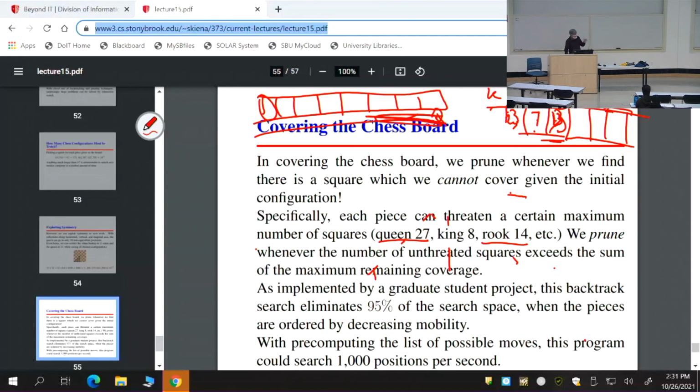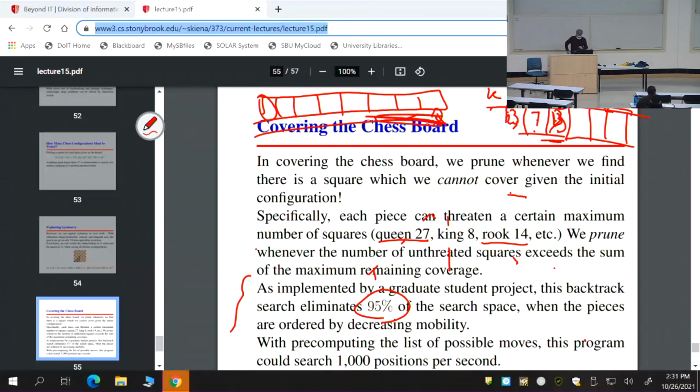I'm more likely to be able to say, look, you've put down these pieces, you've only covered 39 squares, you don't have enough firepower to cover the rest, give up. Okay? And that is the pruning that we need to be able to do. And when we did this, we eliminated 95% of the search space when we ordered the pieces by decreasing mobility. Any questions about how that worked?